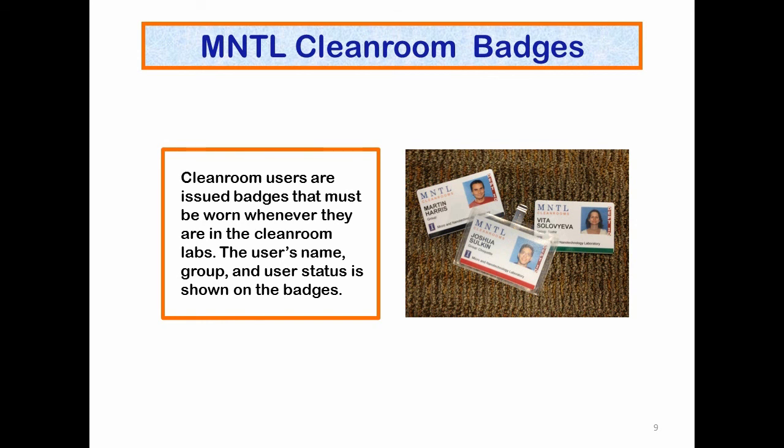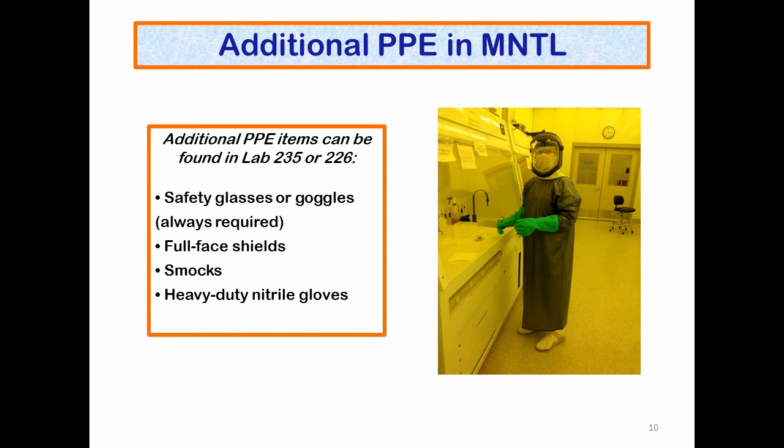We provide cleanroom badges for everyone. There are colors on the badges to indicate your level of expertise. For example, the research engineers and principal engineers are black badges. So if you have a problem in the cleanroom, you would go to a black badge person and they would be able to help you. Yellow badges are for undergraduates and green is for graduate students. The badges include the user's name, the group, the user status. So please wear these at all times in the cleanroom.